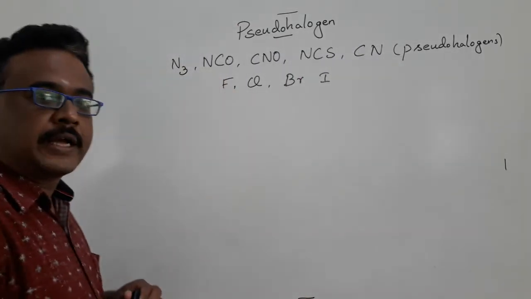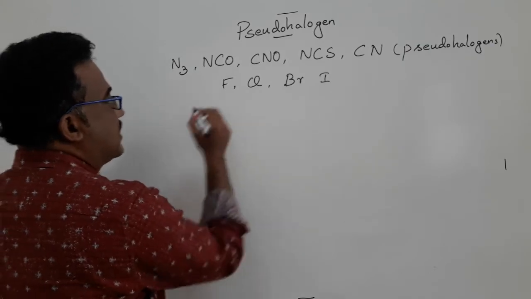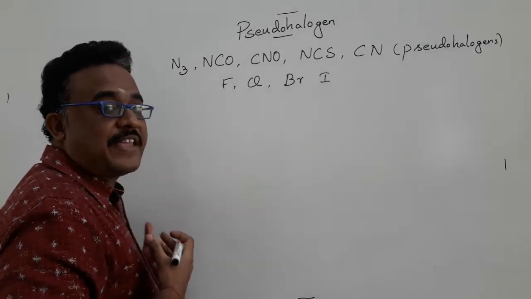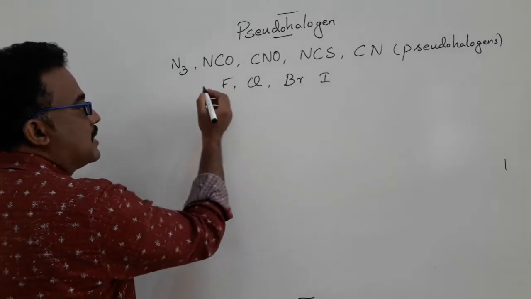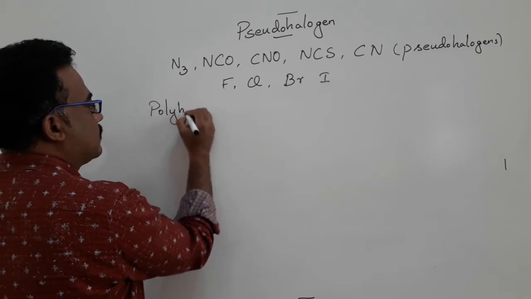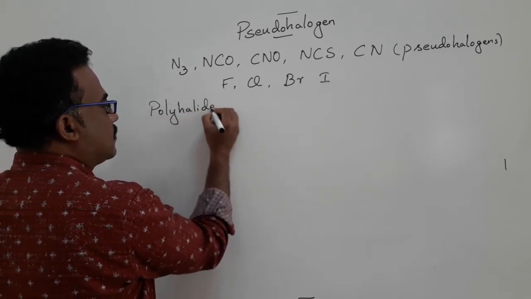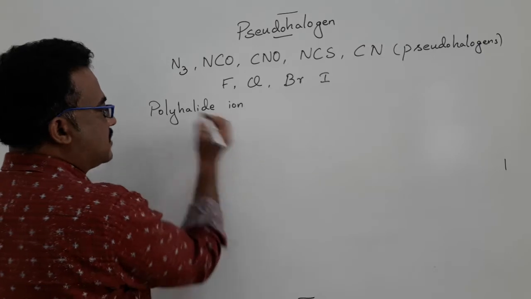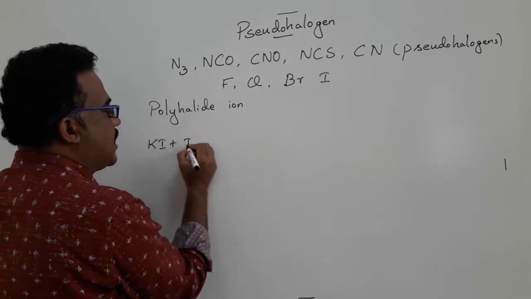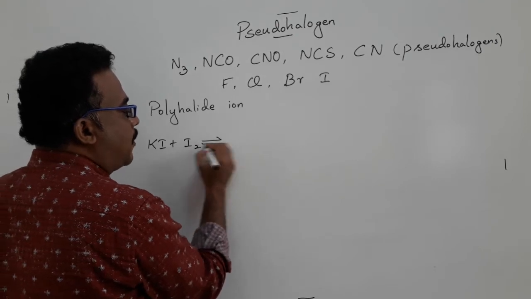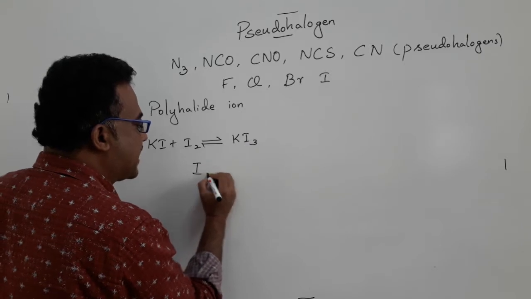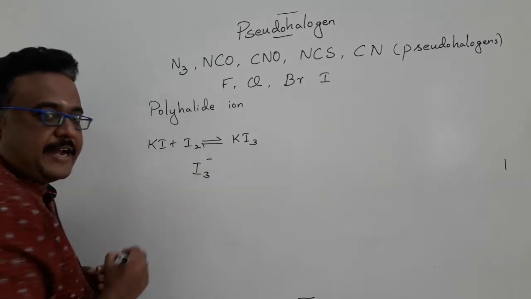Then what about polyhalide ions? Another interesting property of the halide ion is that halides have the ability to form polyhalides. What does that mean? For example, potassium iodide plus iodine, if you mix them, will give potassium triiodide. Here I3 minus is a polyhalide ion.